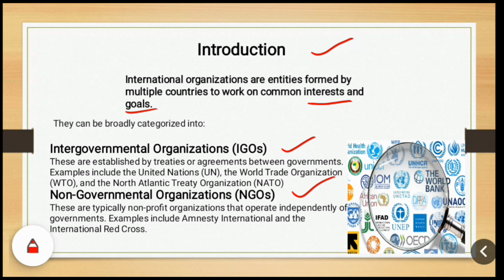Now, non-governmental organizations are typically non-profit organizations that operate independently of governments. Examples include Amnesty International and the International Red Cross.